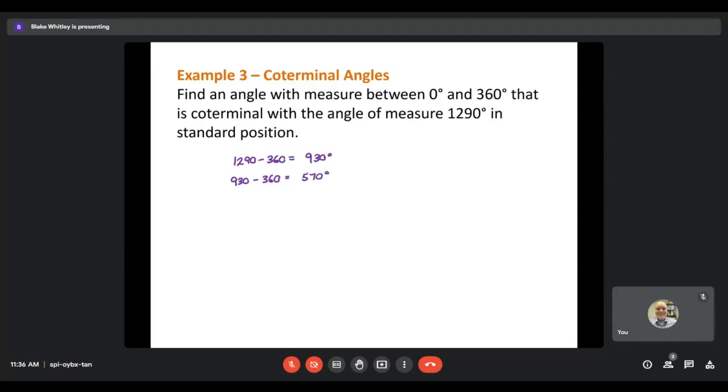And again, that's still too big because we need something between 0 and 360 degrees. So I need to subtract off another full revolution. So we're going to take 570 degrees, subtract 360. And in this case, that should give us 210. And 210 is between 0 and 360 degrees. So 210 degrees is our coterminal angle with the given angle of 1,290.